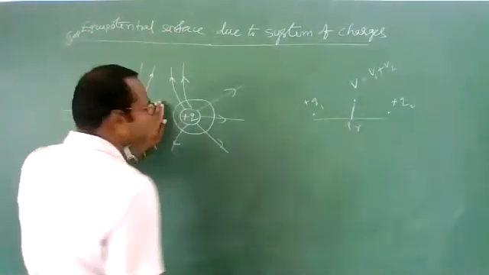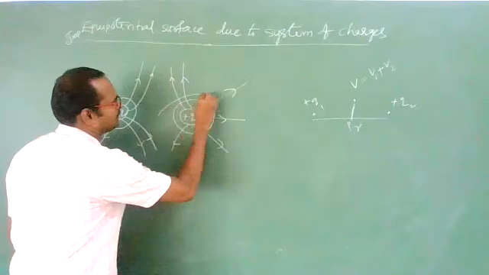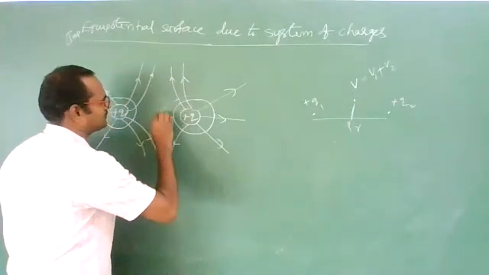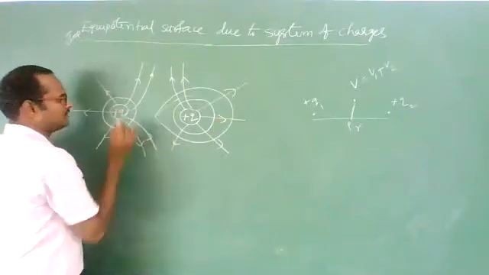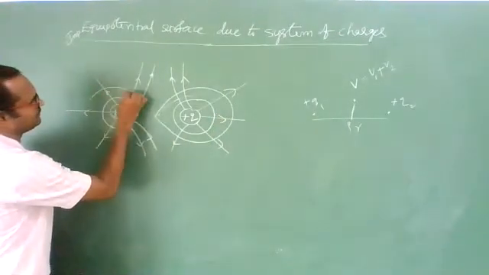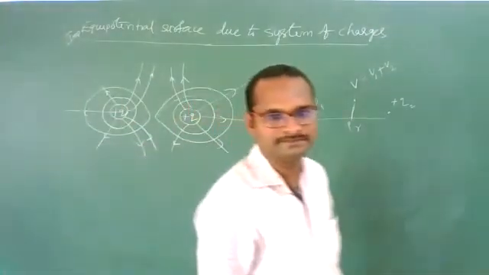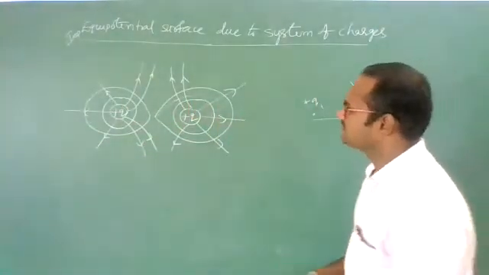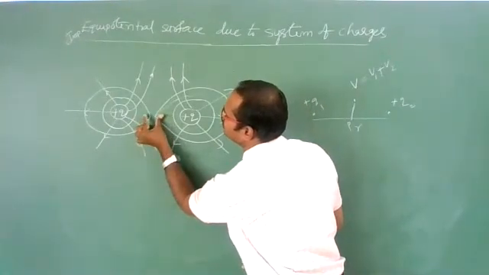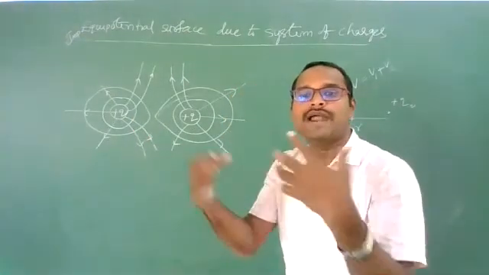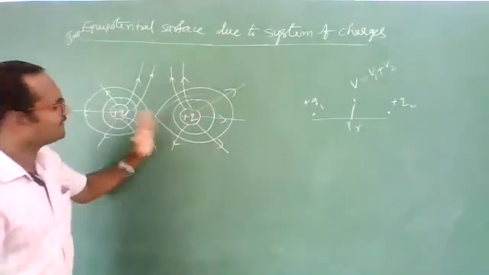Means potential somewhere else here should be more. Yes, separation should be more. Somewhat it will become like this. I hope you are understanding what I am drawing. Potential should increase. So here the potential surface tends to come like this, because they need to add up. Potential increases. Just draw like this.